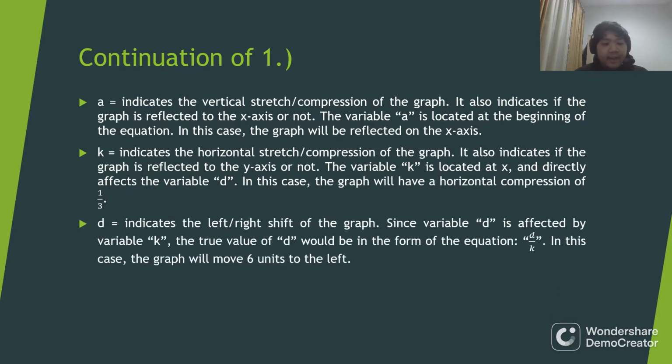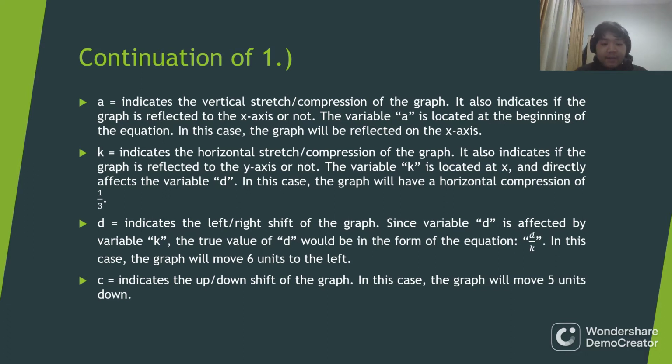The variable d indicates the shift either to the left or to the right of the graph. And since the variable d is affected by the variable k, the true value of d will be given if we divide d by k. So in this case, the graph will move 6 units to the left.